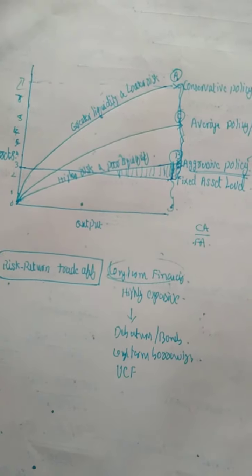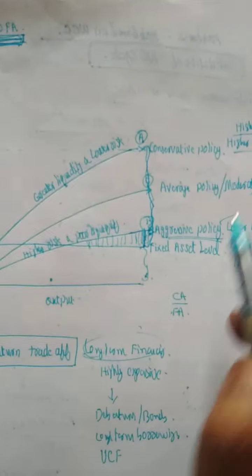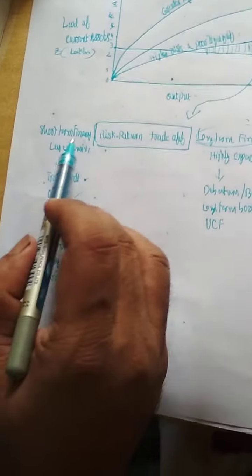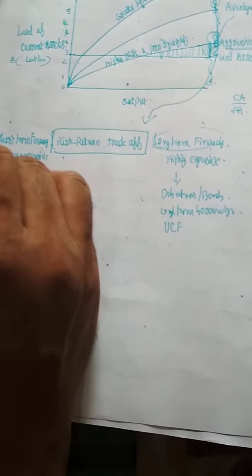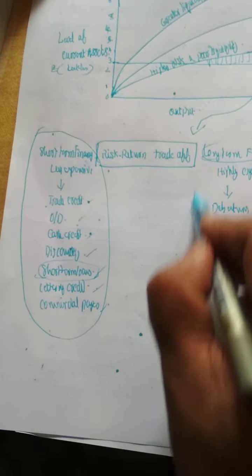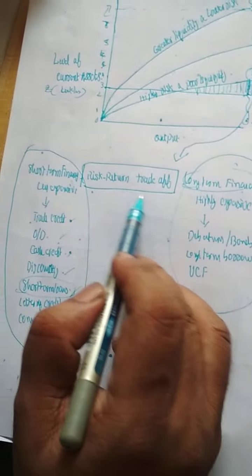Usually the majority of organizations working around us will be following moderate or average policy. Why? Because there is something called risk return trade-off. What does it indicate? The firm could operate its current assets using its working capital, or the firm could depend more upon long-term financing. Which one is better is determined under the risk return trade-off.